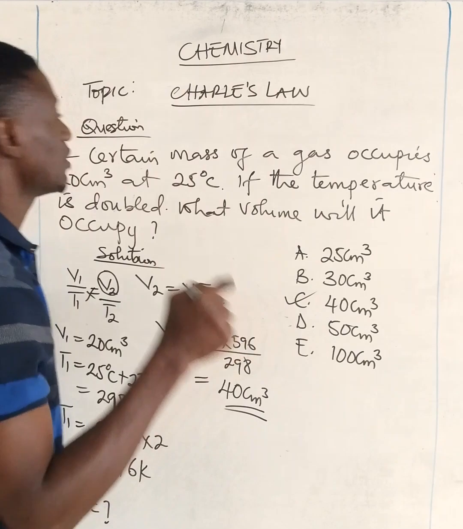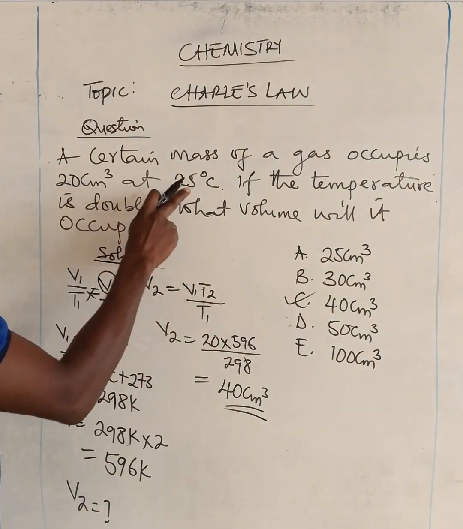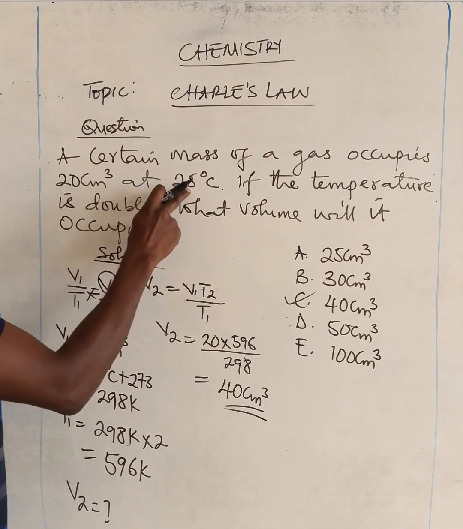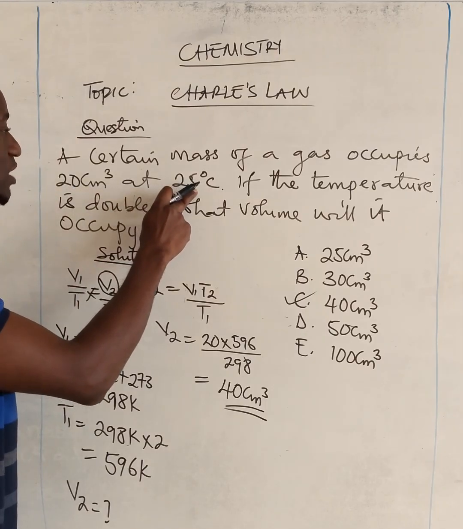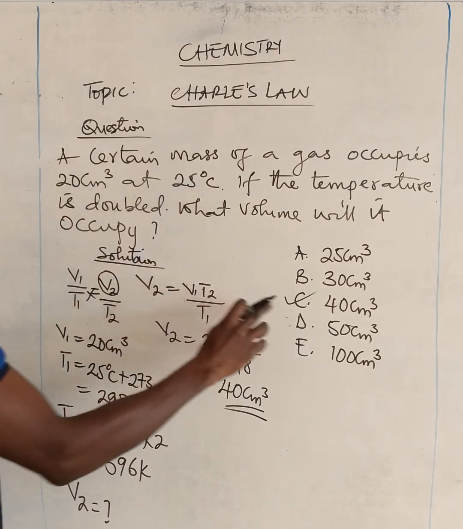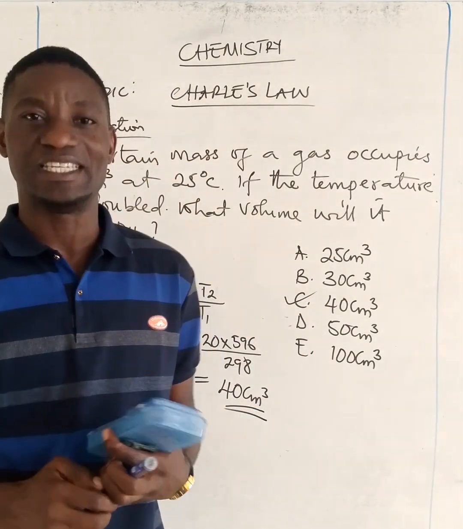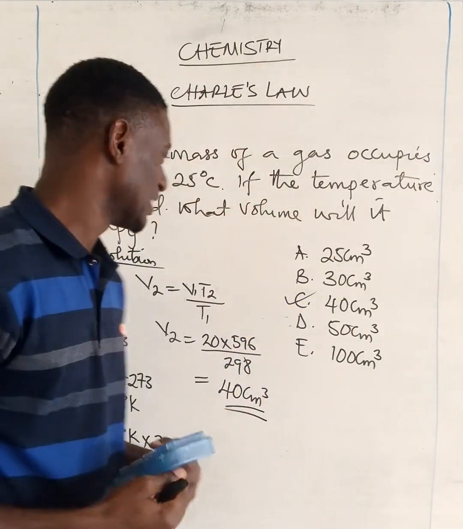Now, it is very consistent with Charles' law in the sense that when the temperature was 25 degrees Celsius, the volume was 20 cm³. Now that the temperature has been doubled, you can see that the volume has risen to 40 cm³. So our correct option is option letter C.